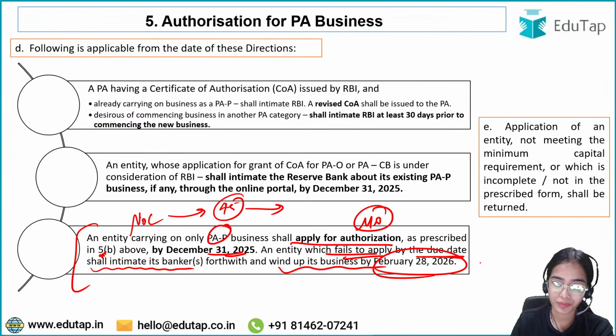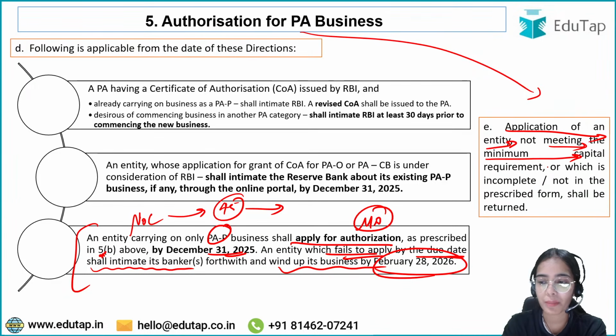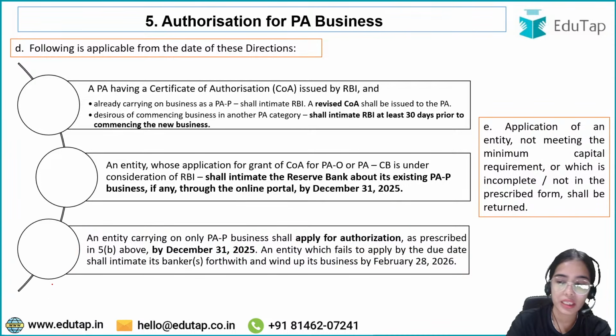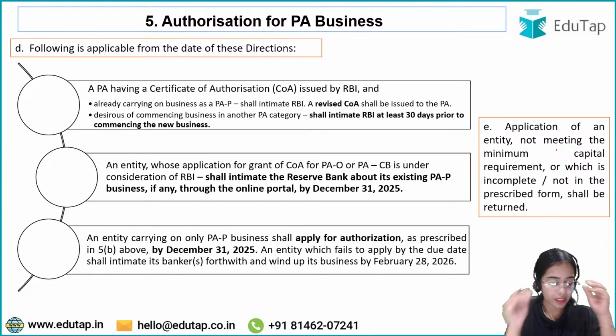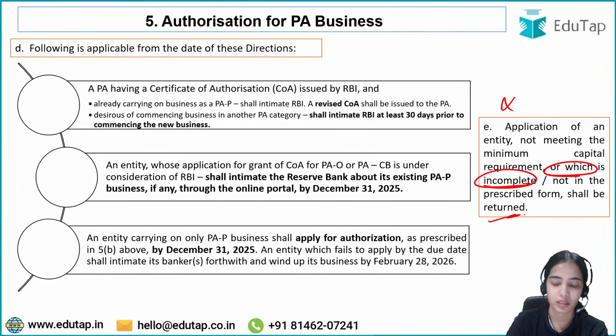Any confusion here? The last point from the authorization of payment aggregator business is the application of an entity not meeting the minimum capital requirement. Okay, so basically there is a minimum capital requirement. If you are not meeting the minimum capital requirement, or if your application or form is incomplete, then your application will be returned. Okay, it will not be taken care of.